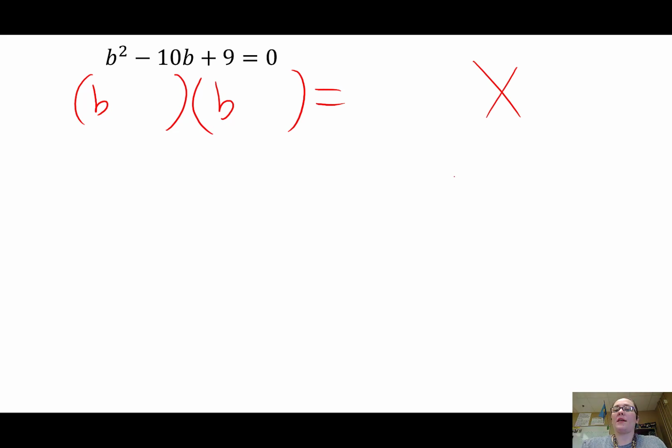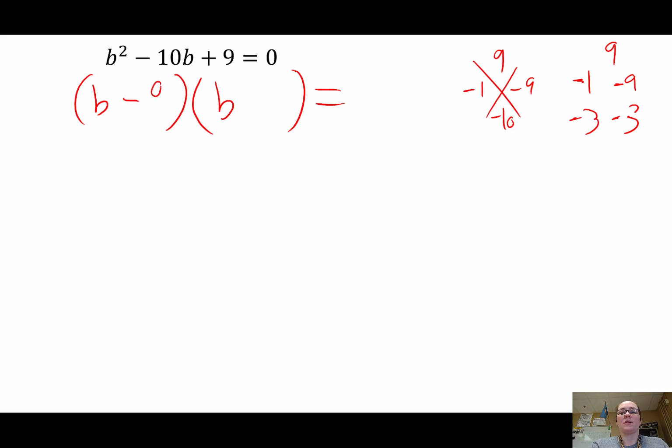All right, so we've got 9 as my C and negative 10 as my B. So we're going to look for factors of 9. Well, 9 has only a few, 1 and 9, 3 and 3. And we're looking for the factors that add to a negative 10. Well, since our C is positive, we know that either both factors are positive or both factors are negative. Well, in this case, both factors have to be negative because B is negative. All right, so which of these add to negative 10? Well, that would be the negative 1 and negative 9.